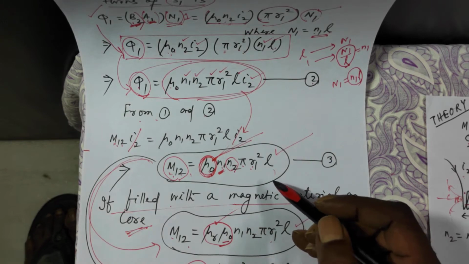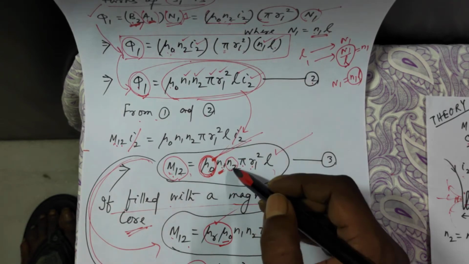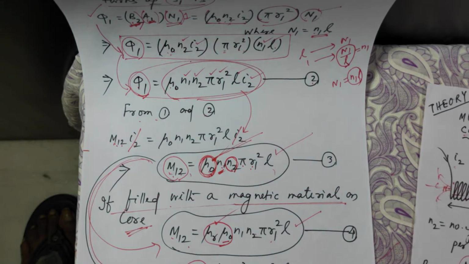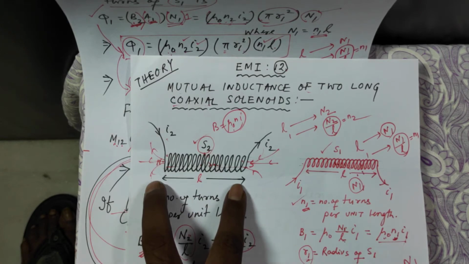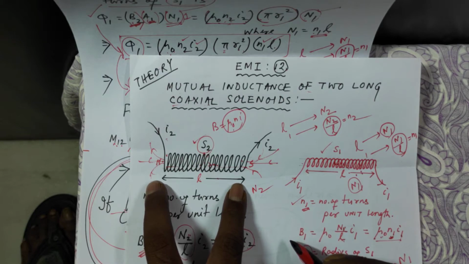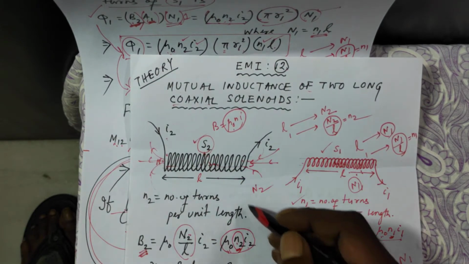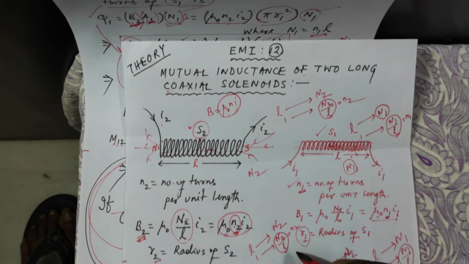So here, from here, this n1 is replaced by capital N1 over L. Similarly, n2 for this one, in length L, total number of turns here is equal to N2. So per unit length is equal to N2 by L. This was written as a small n2.